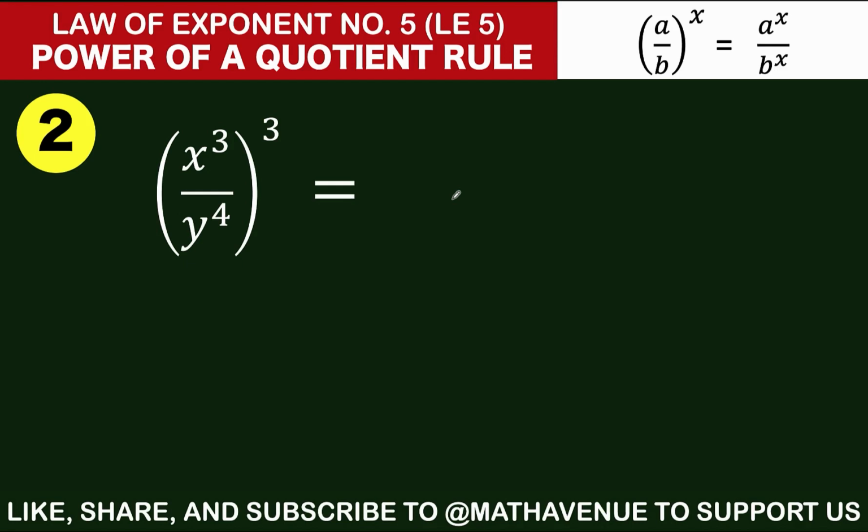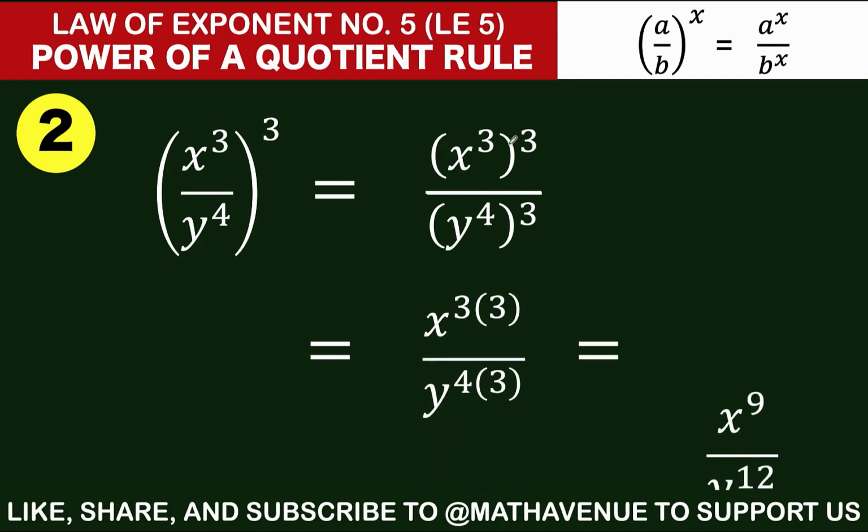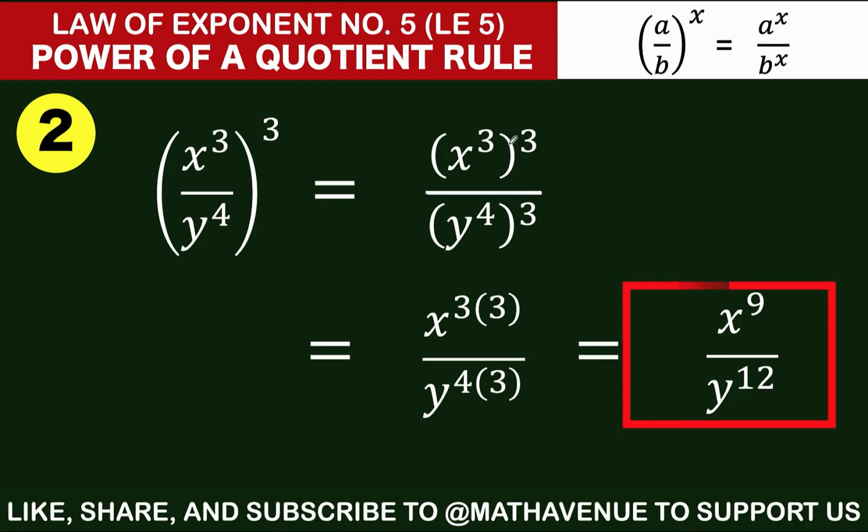So here's an example. Here we're going to use a combination of two laws of exponent. One is the law of exponent number 5, and then the resulting numbers in exponential form still have to be simplified using law of exponent number 3. For the numerator, x to the third raised to the third becomes like this. For the denominator, it's like this. Then this is exactly the form of our power of a power rule, law of exponent number 3. So we multiply their exponents. 3 times 3 is equal to 9. 4 times 3 is equal to 12. And this is now our final answer.